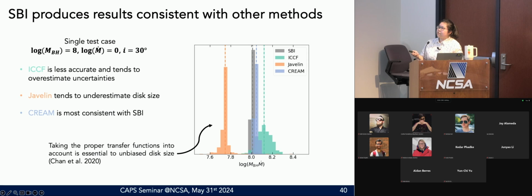The other method, Javelin, fits the light curves onto an accretion disk model through MCMC. And because it doesn't consider proper correction to the transfer function, we often see that it is underestimating the size. So the code that I think is the best to compare to is CREAM. CREAM actually models the full transfer function in an accretion disk model. And so it is most consistent, and it's also because our simulation setup is closest to CREAM as well.